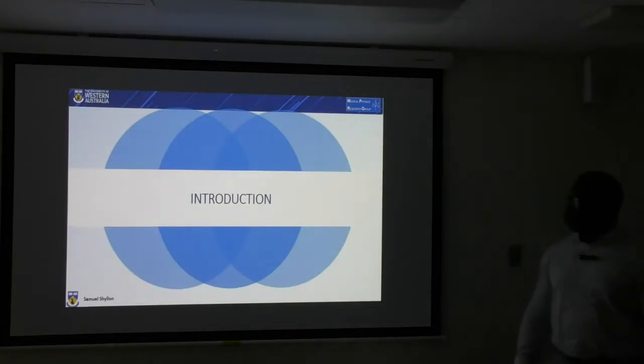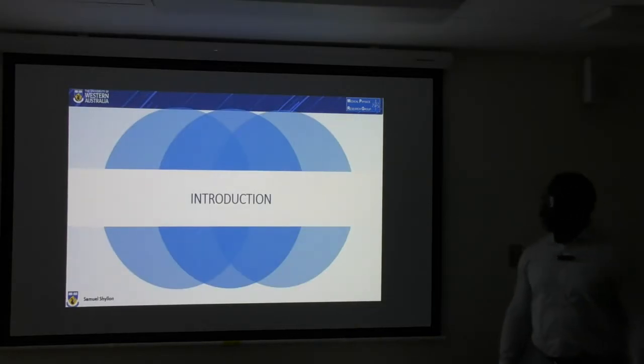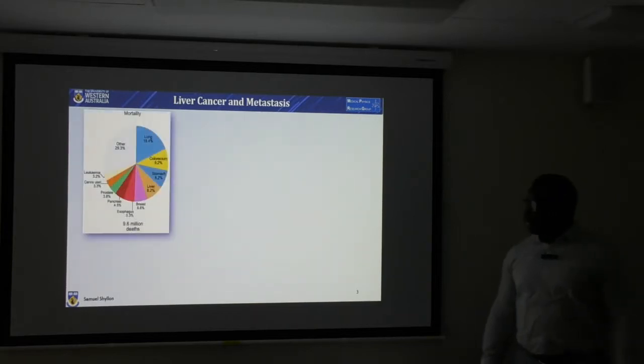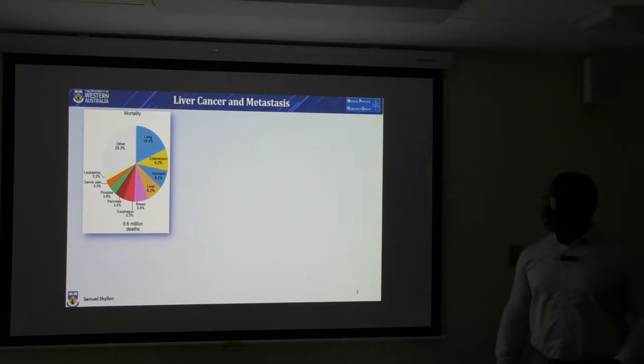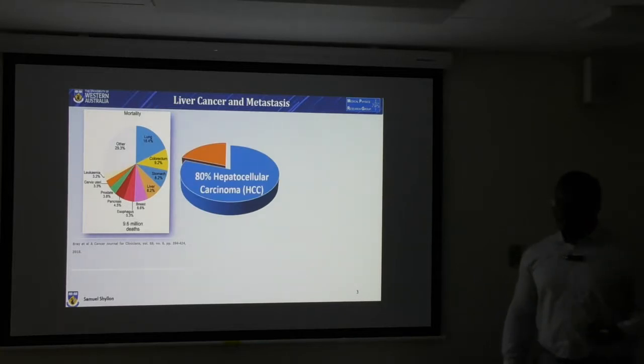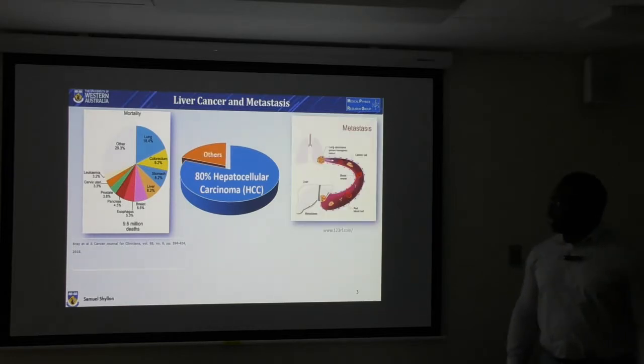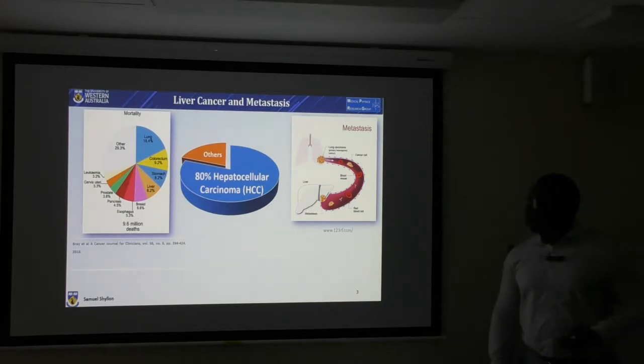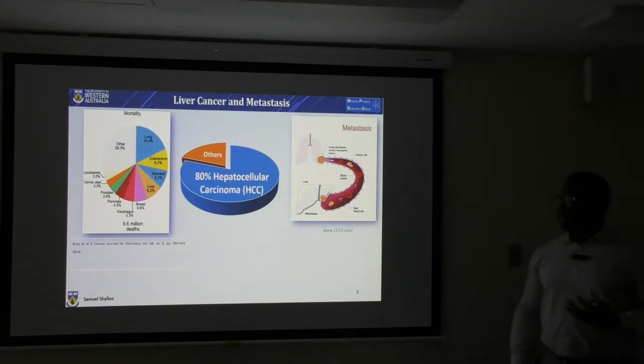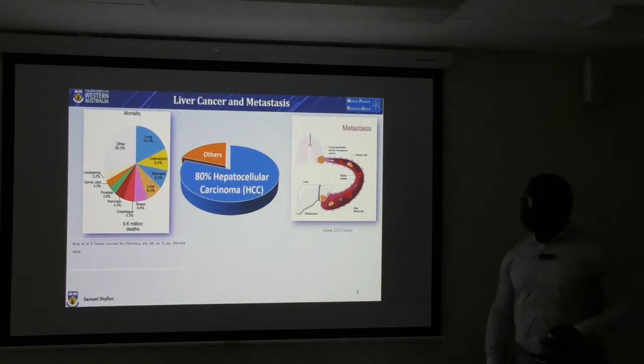Just as a way of introduction about liver cancer and metastases, liver cancer was the third most common cause of cancer-related deaths in 2018. And of primary liver cancer, hepatocellular carcinoma is the most common, accounting for 80% of cases. And the liver happens to be the most common site for the metastatic spread of cancer. This makes liver tumors a common occurrence.